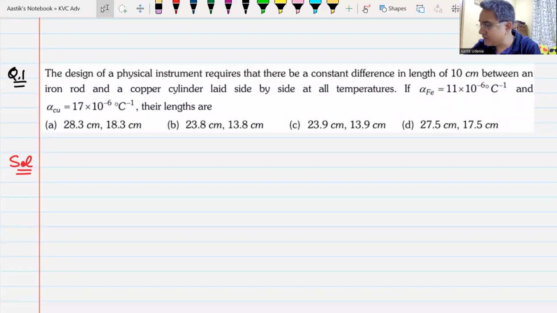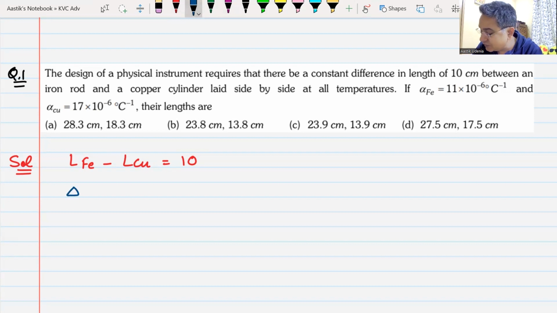The first equation that you will make, you will have to first see who has more coefficient of expansion. Copper has more coefficient of expansion, iron has less. So iron rod will be lengthier. Yes or no? So length of iron rod minus length of copper rod should be 10 centimeter. But the change in length has to be the same, otherwise the difference will be different. So basically, even if you differentiate this, change in length of copper will be equal to change in length of iron. Yes or no?